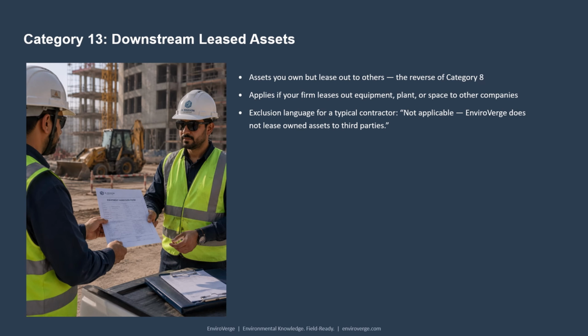Category 13 is assets you own but lease out to others, the reverse of Category 8. It applies if your firm leases out equipment, plant, or space. For a typical contractor, here's your exclusion language. Not applicable. We do not lease owned assets to third parties.